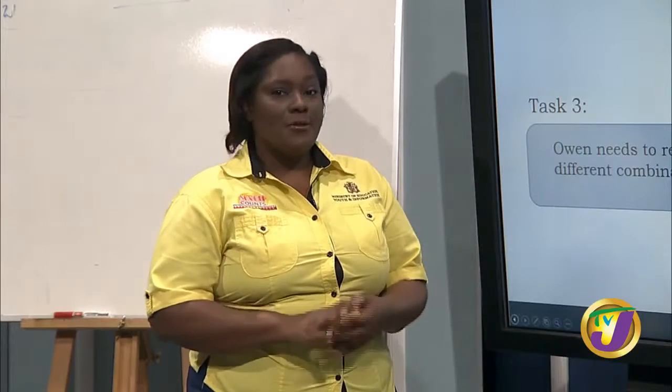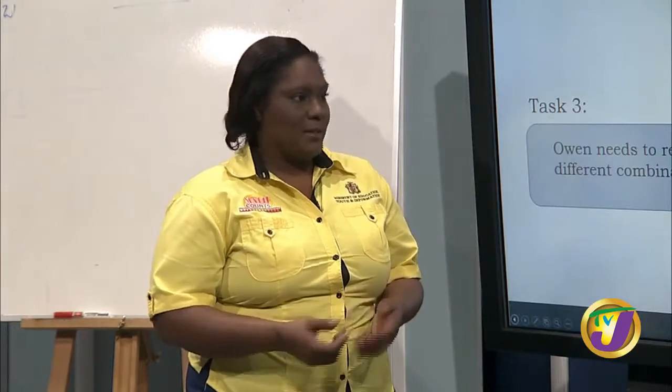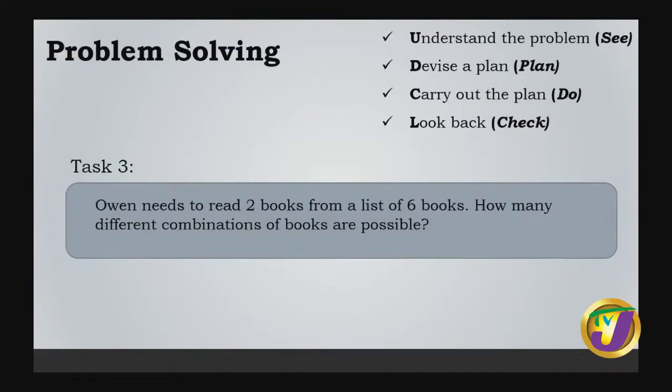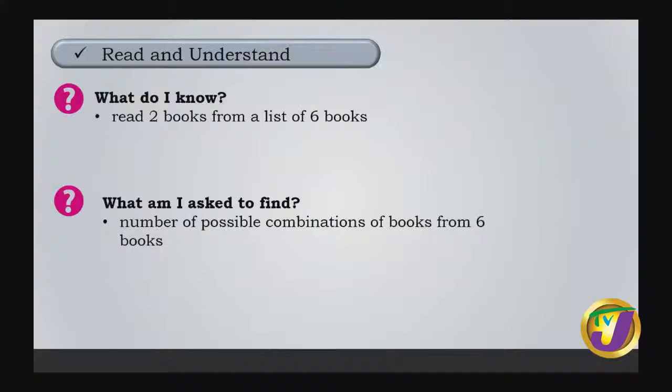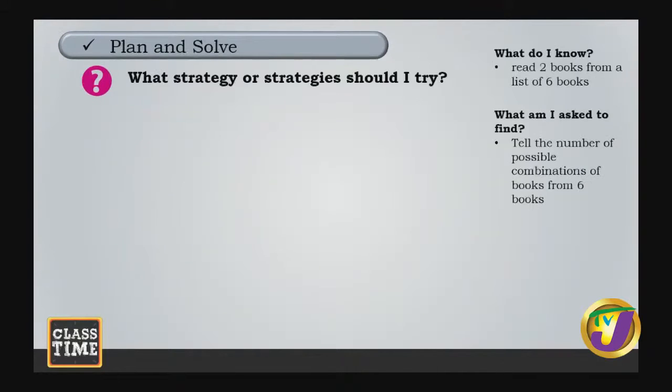Now let's look back at the question. So we have 6 books and we need to make combinations of 2 books. So we need to find out how many combinations we can actually get. We read and understood the problem and we know what we're asked to find, the possible combinations. The strategy that we have is to use reasoning. But you did say before the break that we could have used a drawing, or we could have modeled the situation, acted it out, right?